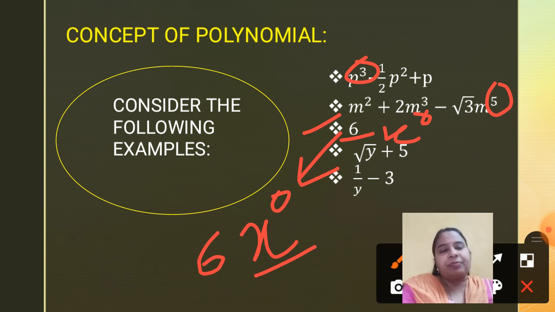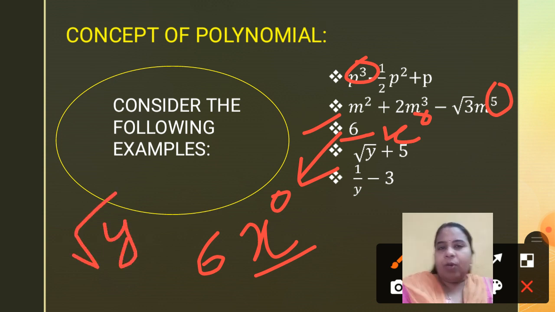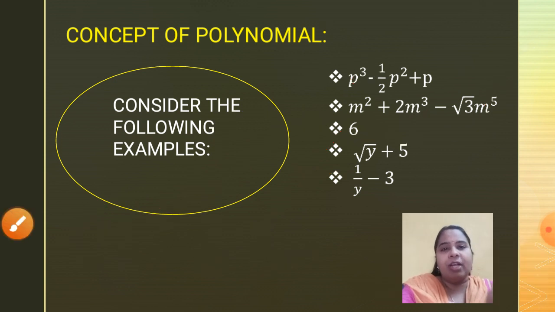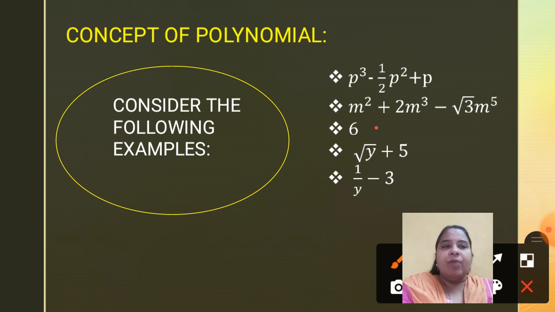Look at the next one. The next one is root y plus 5. I hope you know when it is square root of y, what is the meaning of this? All this you have learned in 8th standard: what is the meaning of power, what is the meaning of root. Since it is square root, it can be written as y raised to 1 upon 2. I hope it is clear.